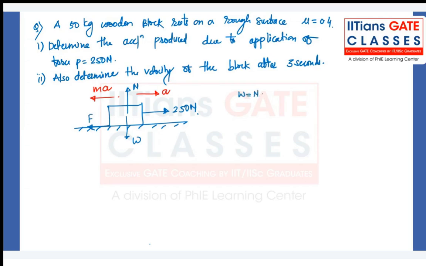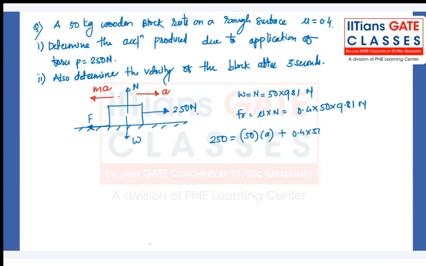Weight is equal to normal reaction, and that is equal to 50 into 9.81 Newton. So the frictional force here is mu times N, that is 0.4 times 50 into 9.81 Newton. If we apply the equations of equilibrium in the horizontal direction, the P force, which is 250 Newton, will be equal to MA plus frictional force. M we know is 50, acceleration we are supposed to calculate, and the frictional force is 0.4 into 50 into 9.81. If you solve it, you'll get the acceleration 1.076 meter per second square. What about the velocity?